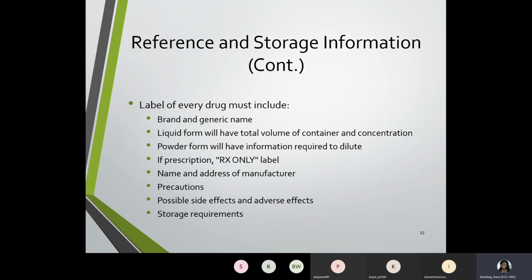So in continuing learning about reference and storage information, you will know that the label of every drug must include the brand and generic drug. The liquid form will have a total volume of the container and concentration. The powder form will have the information required to dilute. So if there was a powdered medication and it needed to be diluted, it would share instructions on the amount that's supposed to be diluted. Now, if it's prescription, it's going to have a RX only label on it.